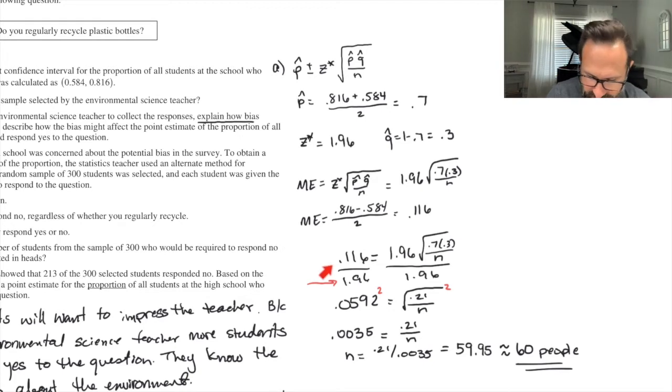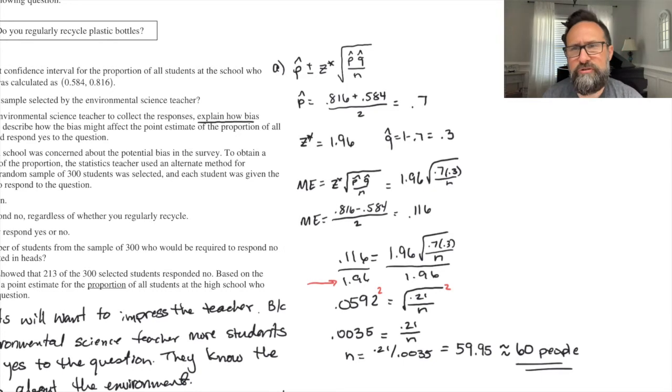And the first thing I did was I divided by 1.96 to get rid of this value here. And to divide that, you're going to get 0.0592 equals, I went ahead and multiplied 0.7 times 0.3 to get 0.21. Right? So you end up with the square root of something, and I can't work with the square root, so I'm going to have to square it. Square both sides, and I end up with 0.0035 equals 0.21 divided by n.